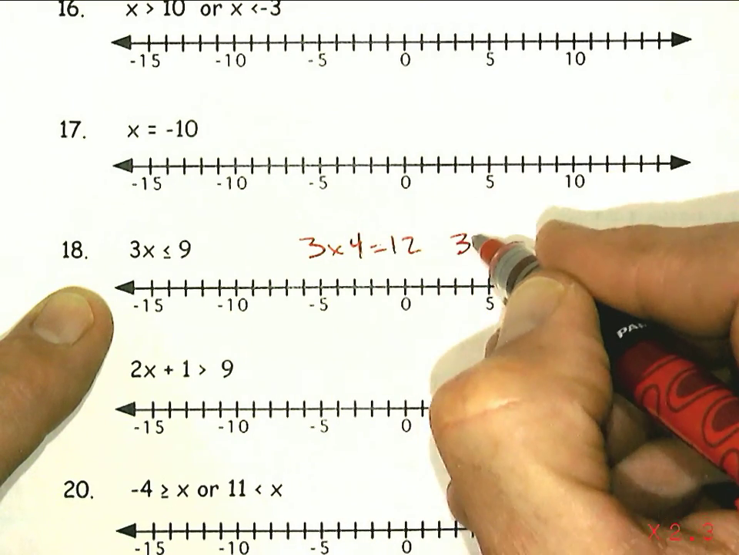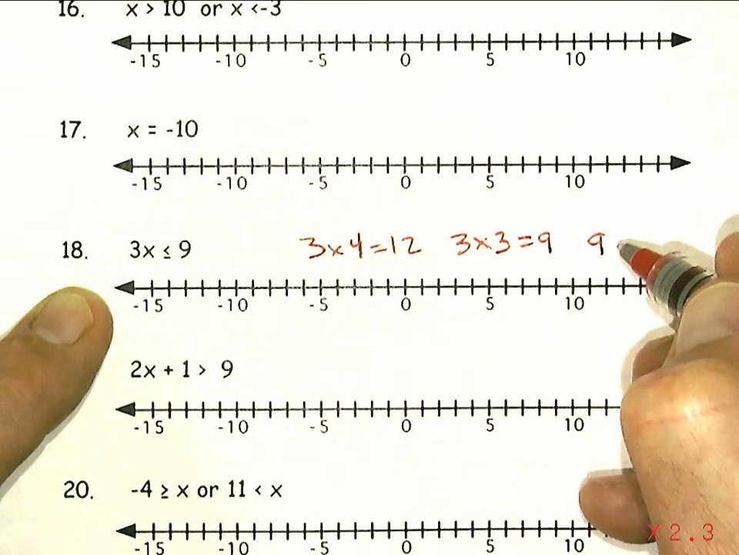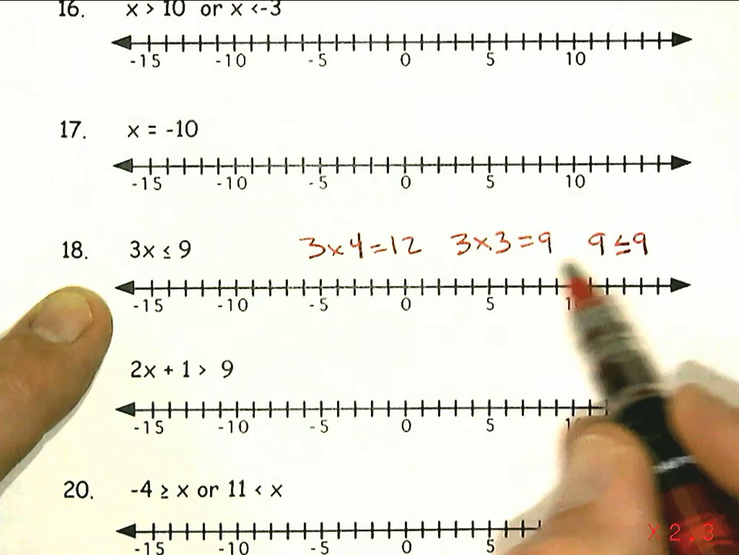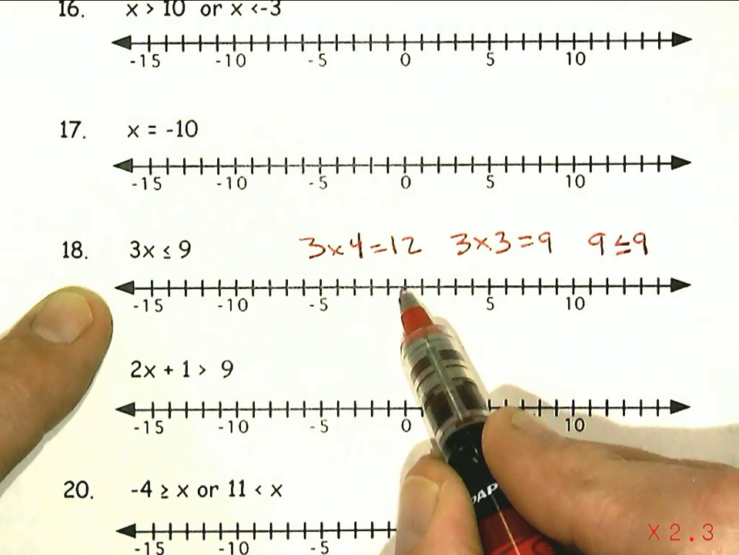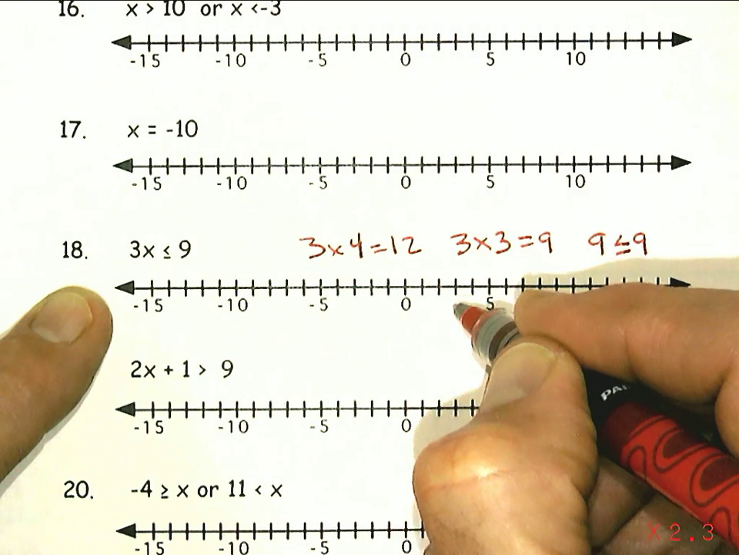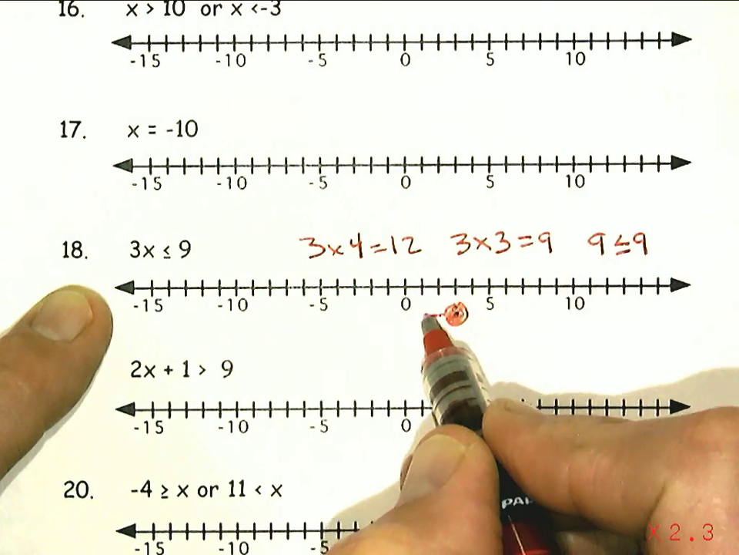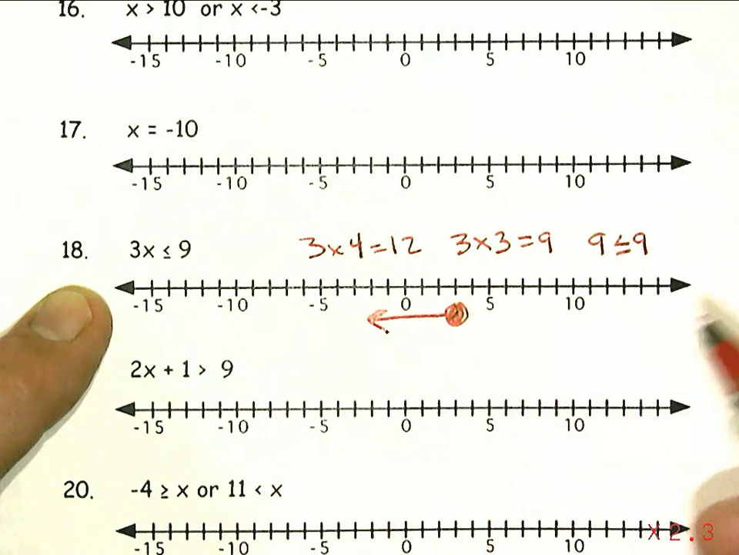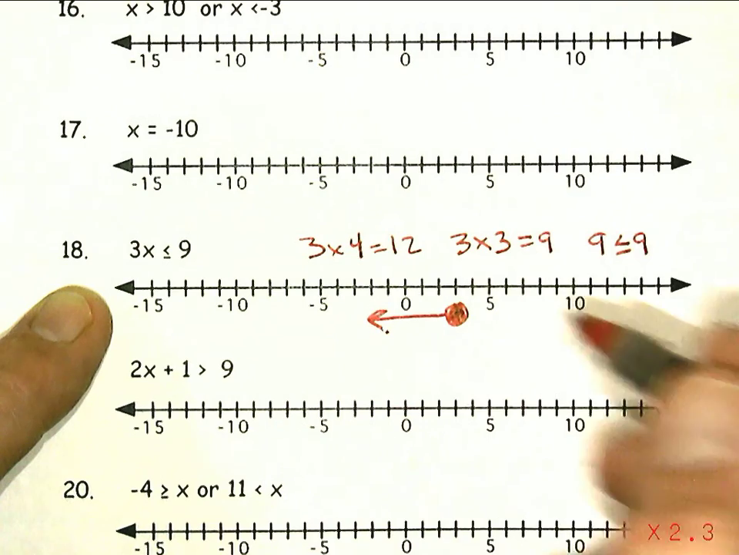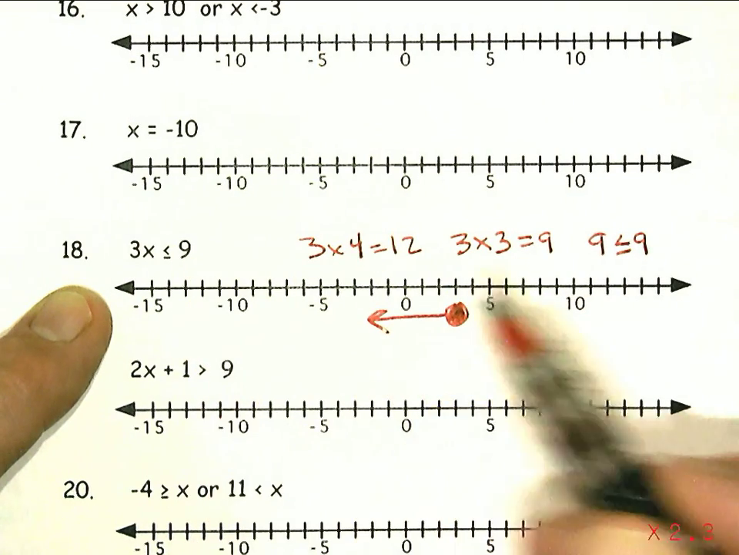So if I go 3 times 3, that's 9. And 9 is less than, or in this case, equal to 9. So I know that 3 works, and I knew that 0 works, so I could say that 3 works, and then numbers less than 3 work. So that's one way to sort of guess and check your way through this problem. Just try some numbers and see if you get something that's less than or equal to 9.